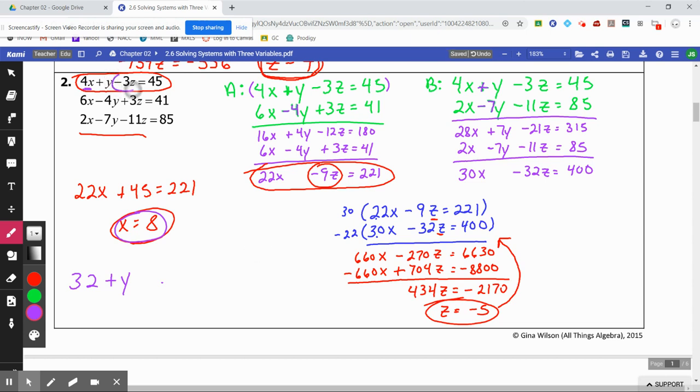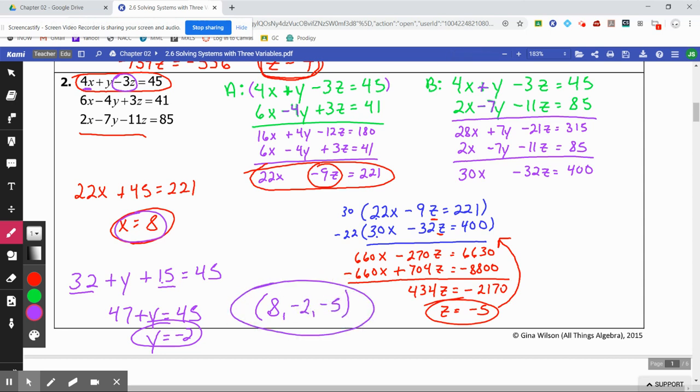A negative 3 times a negative 5 would be a positive 15 is equal to 45. 32 and 15, that is 47 plus y is 45. So you find out that y would have to be negative 2. So therefore your point would be your ordered triple, 8 is x, negative 2 is y, negative 5 is z.